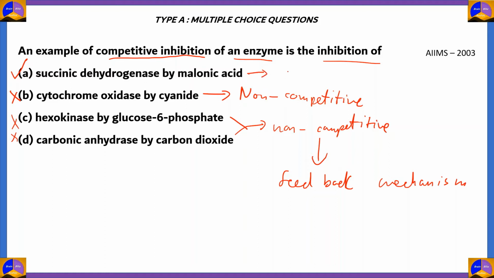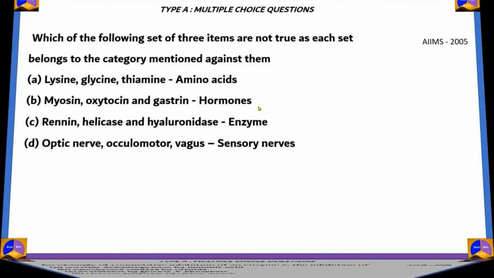The malonic acid inhibits succinic dehydrogenase, so it inhibits succinate production. When there is a higher amount of the substrate, the effect of malonic acid is negated. So option A is the right answer.